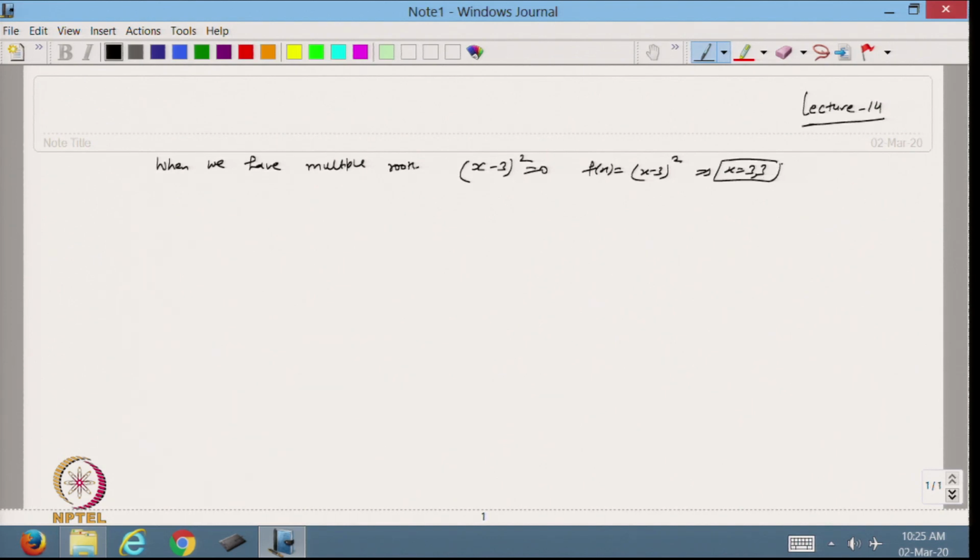So what will happen if I want to find the root of such an equation using my Newton-Raphson method? If you see here, f dash x will be 2(x minus 3). So in this case f(3) is 0, and from here I can see that f dash 3 is also 0. So what is happening here? This is 0 and this is also 0. So we have a Newton-Raphson method for multiple roots.